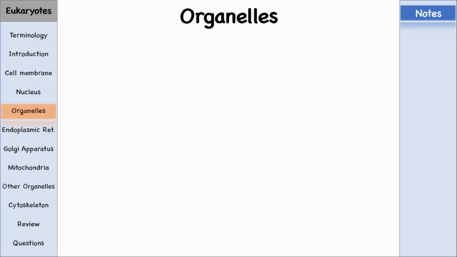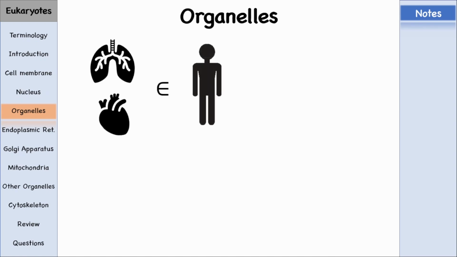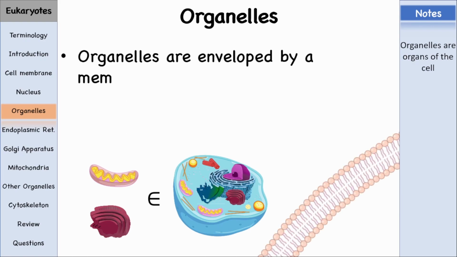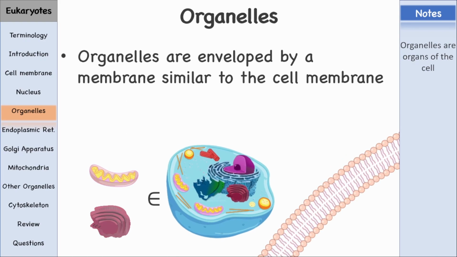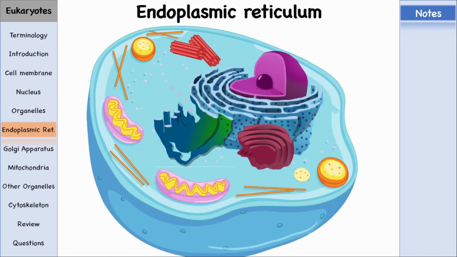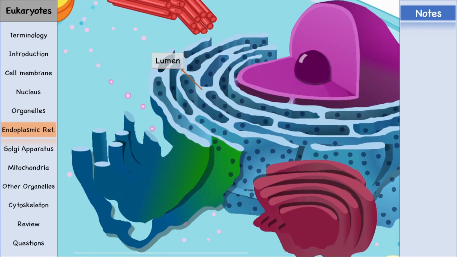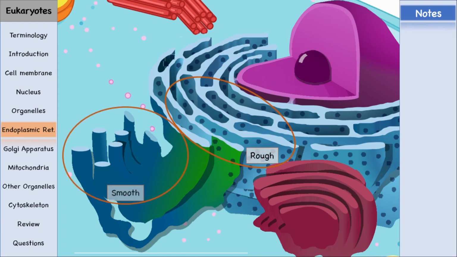To clarify, organelle means small organ. As the lung and the heart are organs in the human body, similarly, the organelles are organs of the cell, and they are essential for the function of the cell. The organelles are enveloped by a membrane similar in structure to the cell membrane. The endoplasmic reticulum is an organelle consisting of a network of sheaths folded together, and between these sheaths there are cavities. The endoplasmic reticulum is divided into two parts: the one proximal to the nucleus, which is the rough part, and the other one is the smooth part.